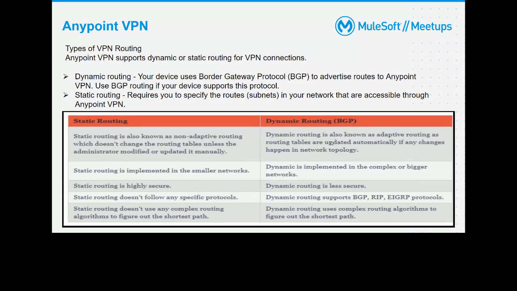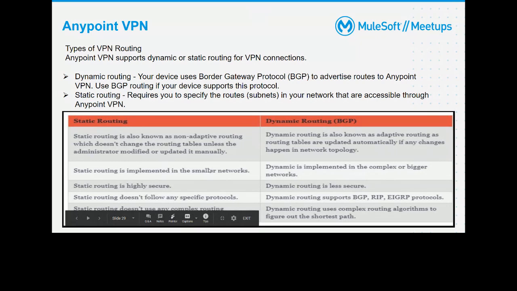Static routing requires you to define the subnets in your network that are accessible through the Anypoint VPN. Generally, static routing is used for smaller networks and dynamic routing for bigger and very complex networks. Static routing is highly secure, whereas dynamic routing is less secure. Static routing doesn't follow any specific protocol, whereas dynamic routing mostly follows the BGP protocol. Dynamic routing uses a complex algorithm to find the shortest path to reach your subnet, whereas static routing doesn't use any complex routing.